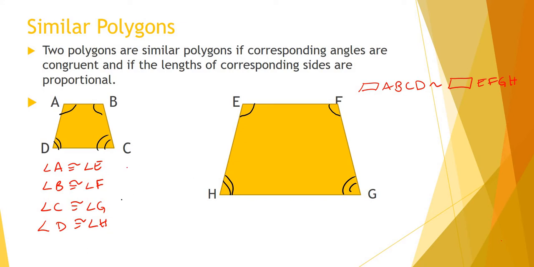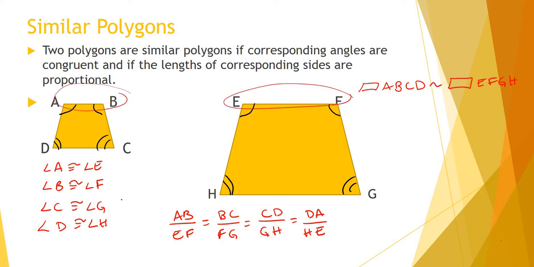We also have to say that the ratio of AB to EF is equal to the ratio of BC to FG, is equal to the ratio of CD over GH, and the ratio of DA to HE. In other words, these are not equals. AB does not equal EF, but the ratio of length AB to EF is the same as the ratio of BC to FG, etc.